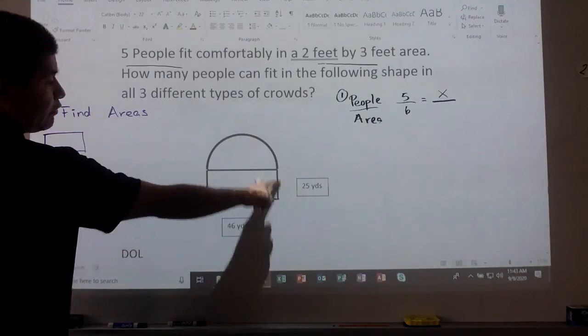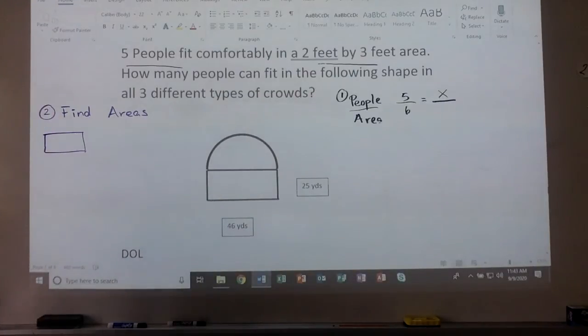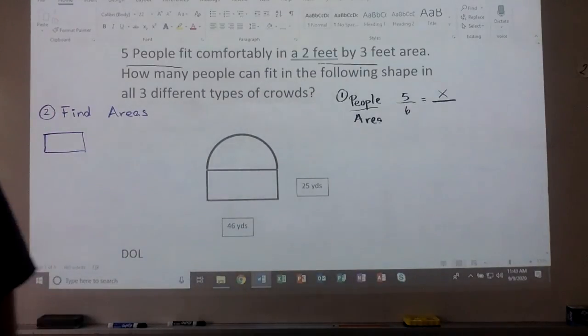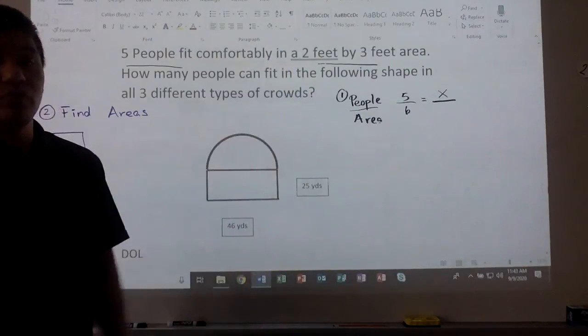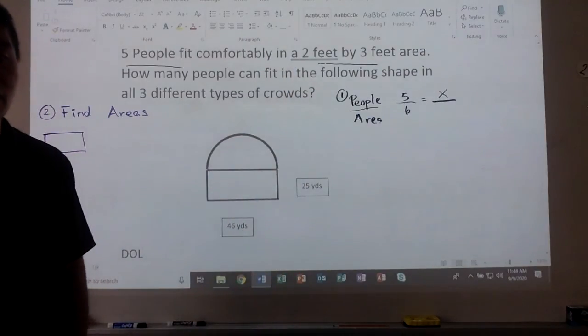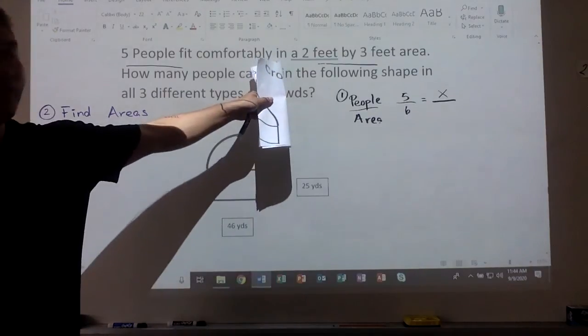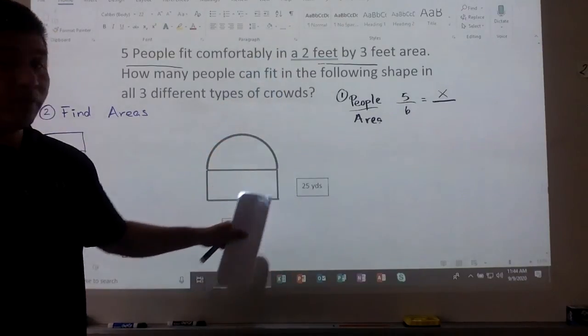46 on this side, 25 on this side. I will say this was there to trick you. If you are using feet, make sure all the answers are in feet. If you are using yards, make sure you convert them into yards if the question asks for yards. But because I started with feet, I want to convert these into feet.